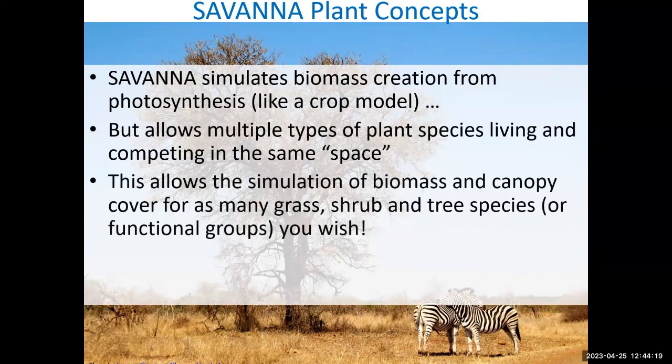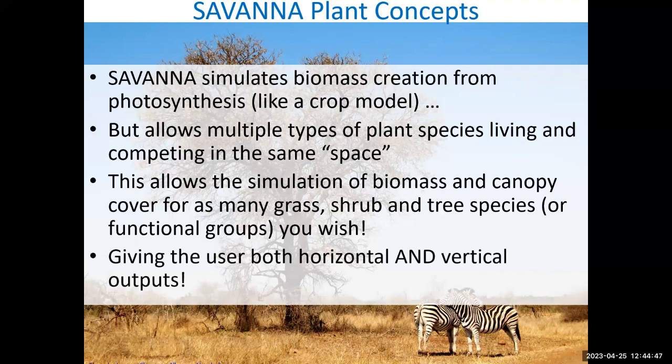This allows a simulation of biomass and canopy cover. So you can get populations, you can get biomass, and you can get cover, which is really nice. So you can do a lot, grass and shrubs and trees, or functional groups. So if you have specific interest in a certain type of grass species, like palatable grasses, like Themeda triandra, or some other grasses, you could put those in and start to look at how different species react with different herbivore pressures. And again, it does give you both horizontal and vertical outputs.